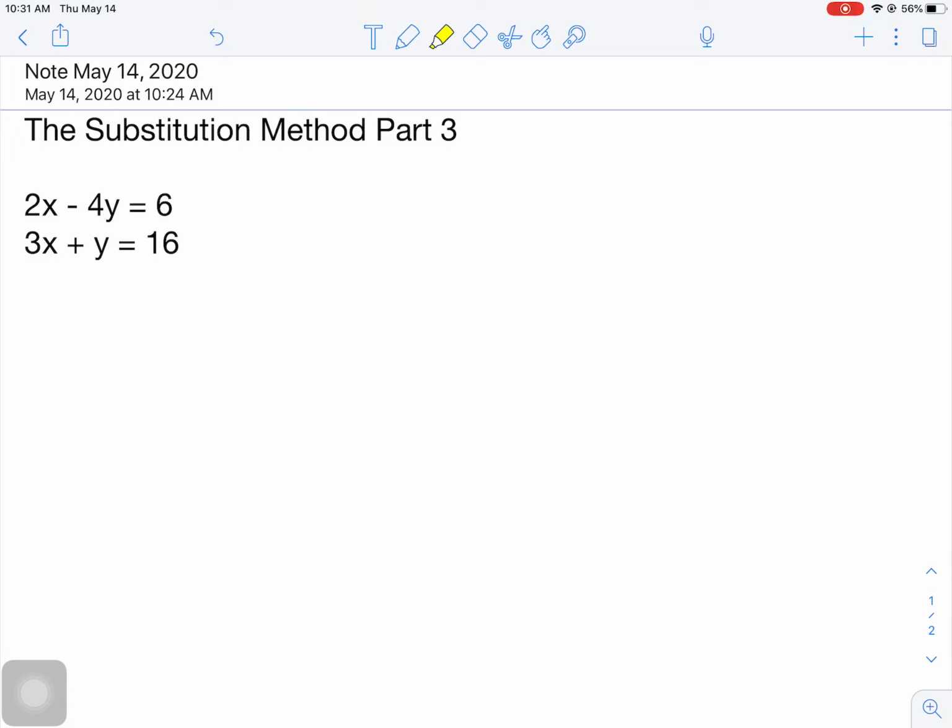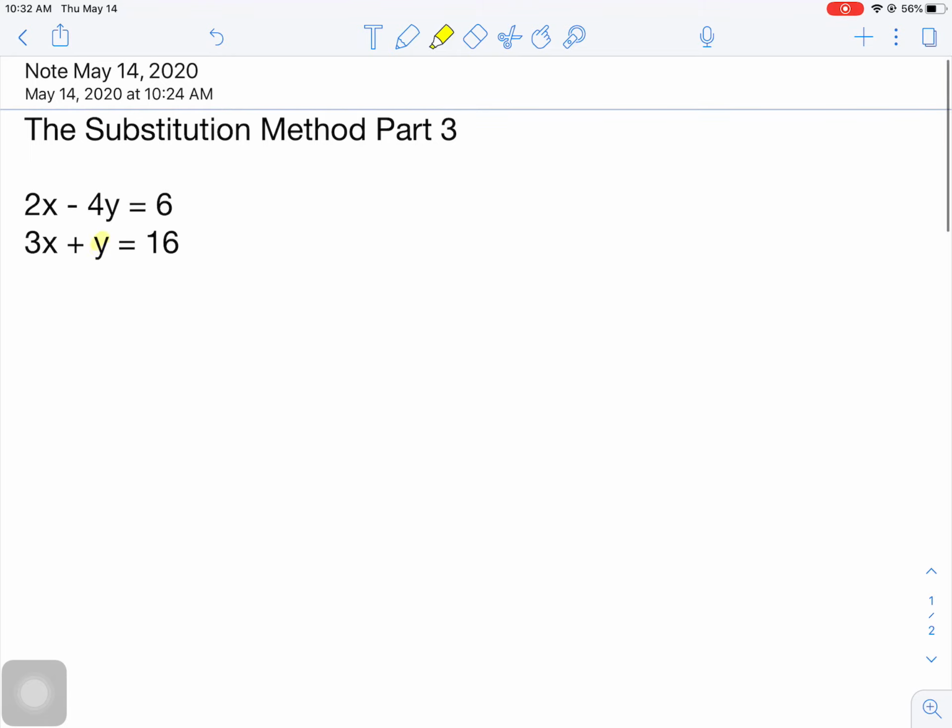So today we're going to continue talking about the substitution method with part 3. And in part 3 we'll see that both equations are written in standard form. And to use the substitution method we need to have either x or y solved for. We need x equals or y equals. So one of the variables, could be either one, we need to solve for.